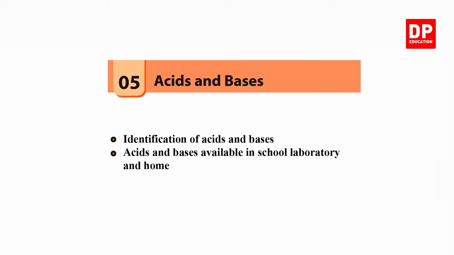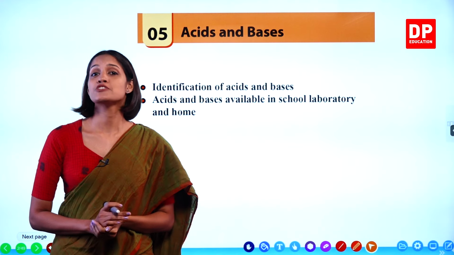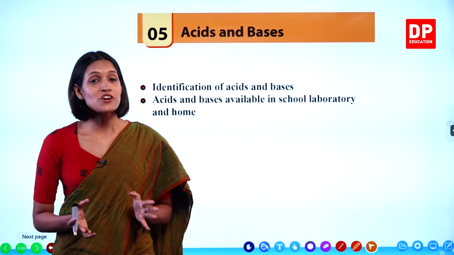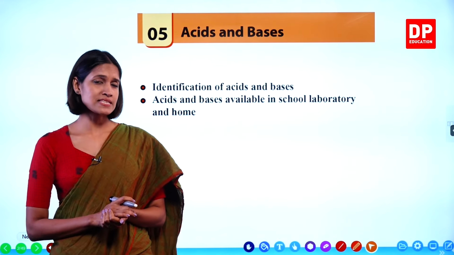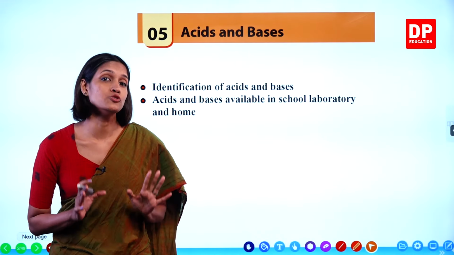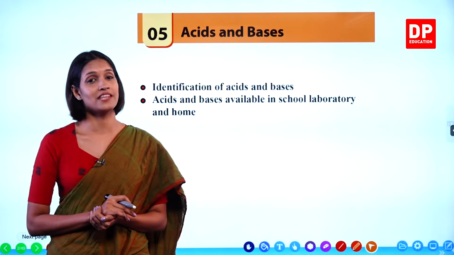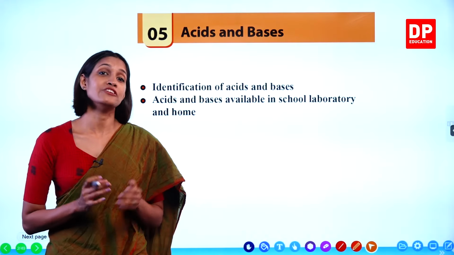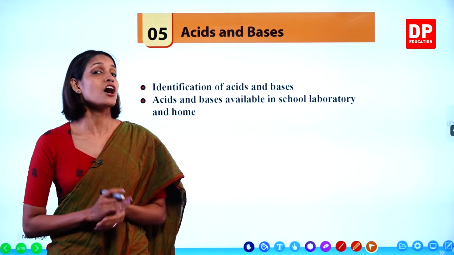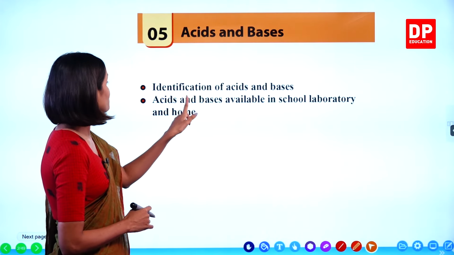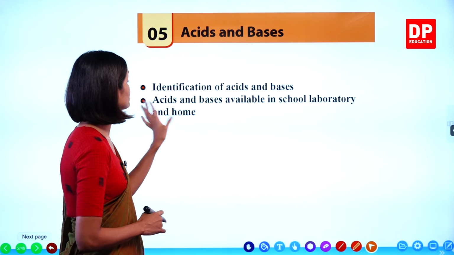The first thing we have to learn about acids and bases is identification of acids and bases. Under this part I am going to teach you what acids are, what bases are, and examples of acids and bases. I am also going to teach you that there are some other substances that you can use to identify acids and bases, and they are known as indicators. So under the first topic we are going to learn different types of acids and bases, and how to identify them using indicators. And the next one is acids and bases available in school, laboratory and home.